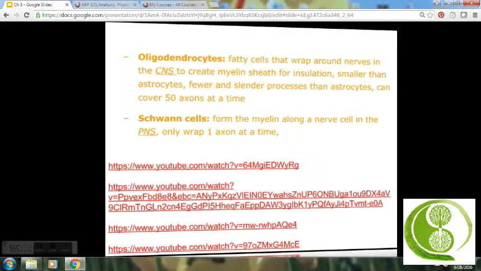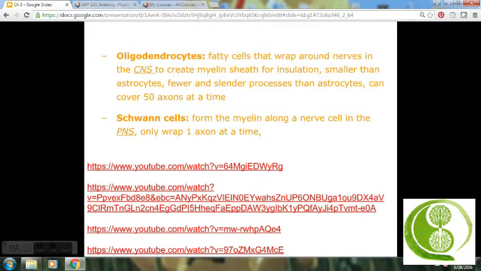Then we have those oligodendrocytes. These are fatty cells that wrap around nerves in the central nervous system to create the myelin sheath for insulation. They're smaller than the astrocytes. There's fewer of them, and they have fewer and slender processes than the astrocytes. But they can actually cover 50 axons at a time.